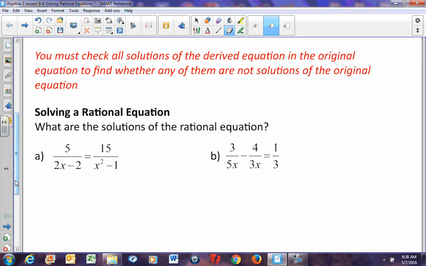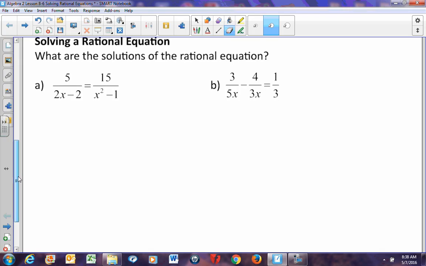We're going to solve some rational equations here. What are the solutions of the rational equation 5 divided by 2x minus 2 equals 15 divided by x squared minus 1? Now I can find the least common denominator of both of these denominators, or I could look at this and say, hey, this is one fraction equaling another fraction, which makes it a proportion. Proportions are easier to solve by cross-multiplying, so that's what I'm going to do. Because if I cross-multiply this particular equation here, I won't have a denominator anymore. So I'm simply going to just cross-multiply.